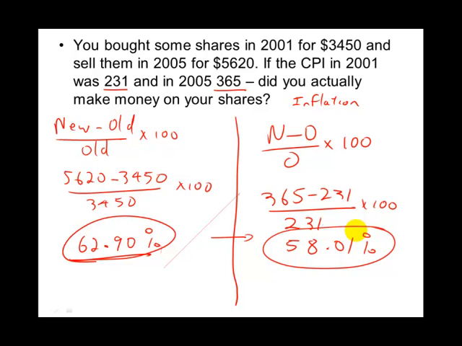Now our real profit, when you take that into account, is going to be 62.9 take 58.01, because that's the percentage increases. And when you do that, our real profit is 4.89%. So your shares in this question have outstripped the inflation by 4%.